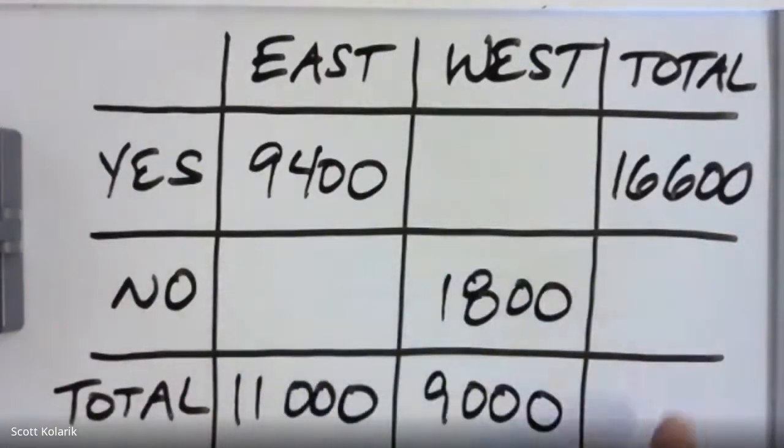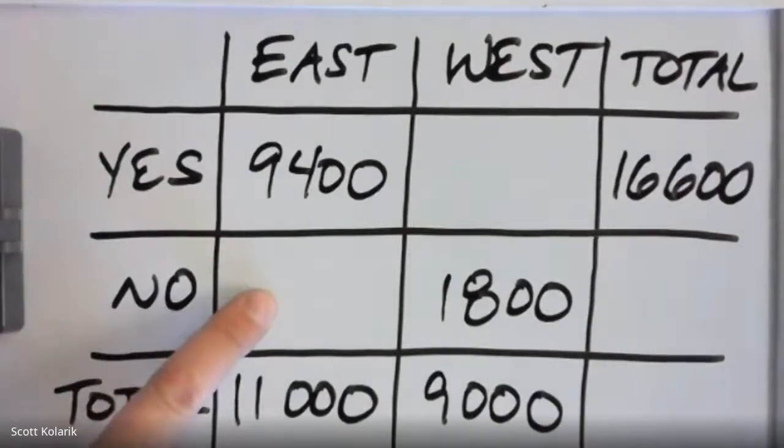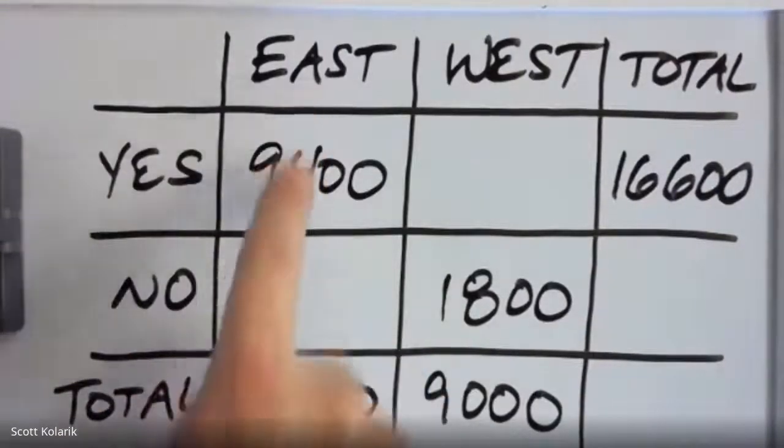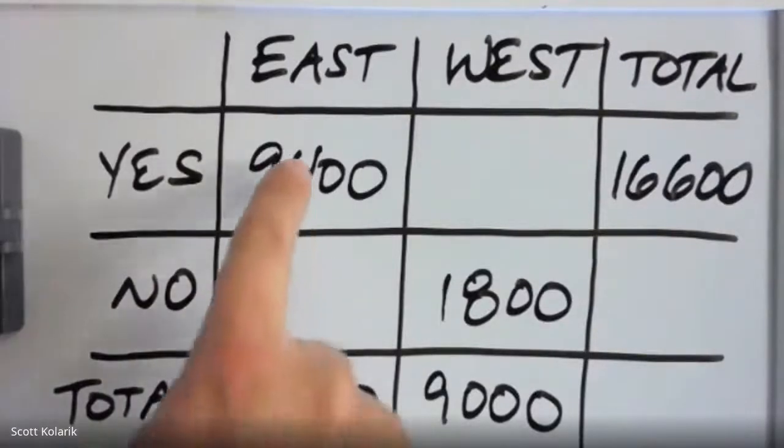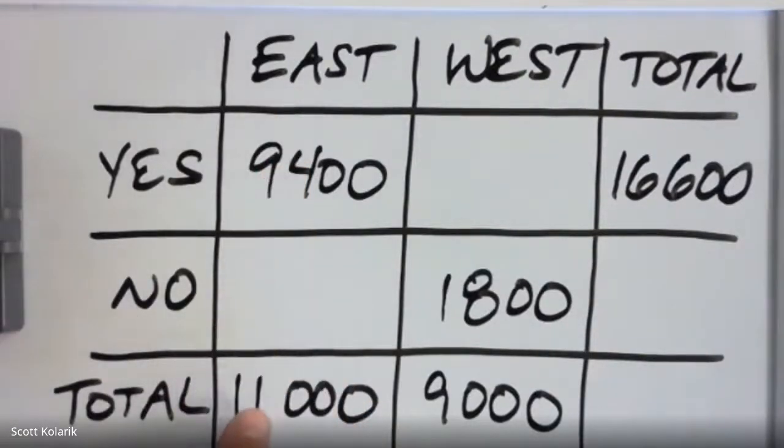I have 4 boxes to fill in here. This is actually going to be a very, very simple mathematical operation. We're just going to be doing arithmetic, basically. Namely, for instance, say this box. If I want to know how many people in the east said no, I can use these 2 results here to figure out where that came from.